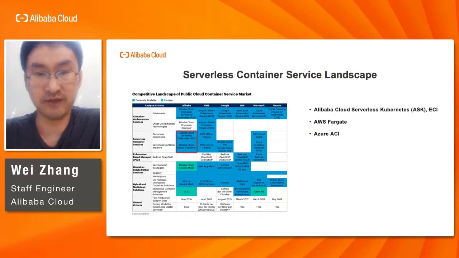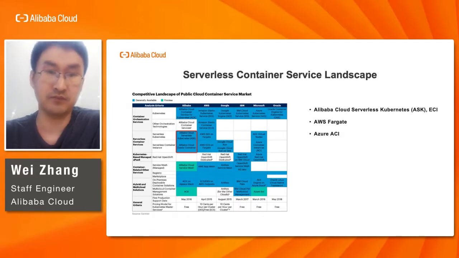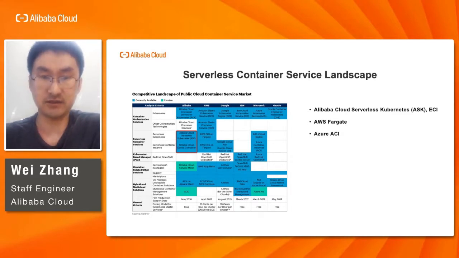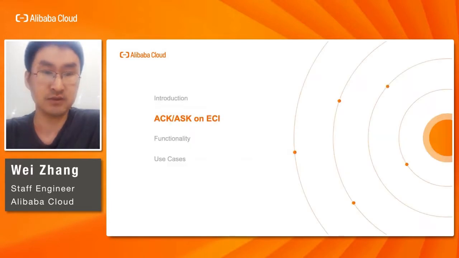Today, almost all public cloud providers have their own service container service available. This is the product landscape of public cloud. In the service container catalog, Alibaba Cloud has serverless Kubernetes and Elastic Container Instance. AWS has Fargate, and based on Fargate, they have EKS on Fargate and ECS on Fargate. Azure has ACI, Azure Container Instance. Next, we will deep dive into our service container products: ECI, ACK on ECI, and ASK.